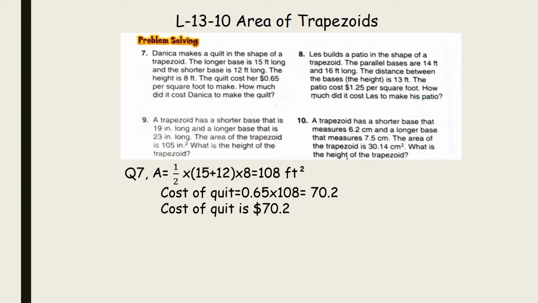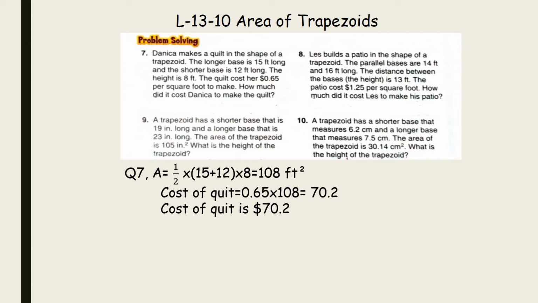You can see in this one half 15 plus 12 into 8. Then what is the answer? 108 feet square. Then for the cost of a quilt, just multiply by 0.65, and what is the answer? 70.2. The cost of a quilt is 70.2.